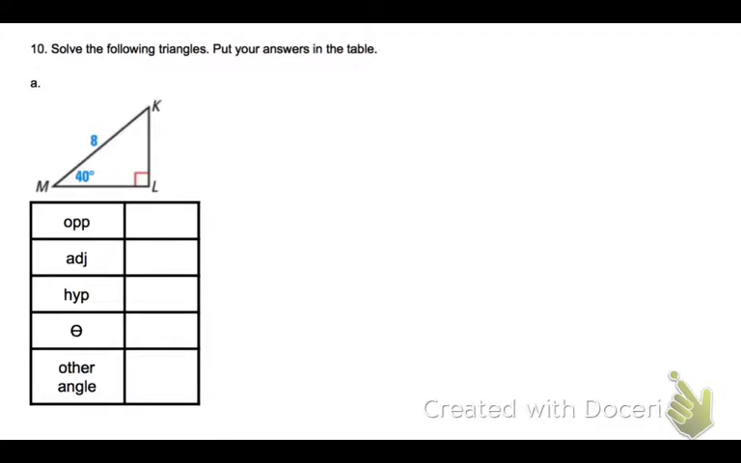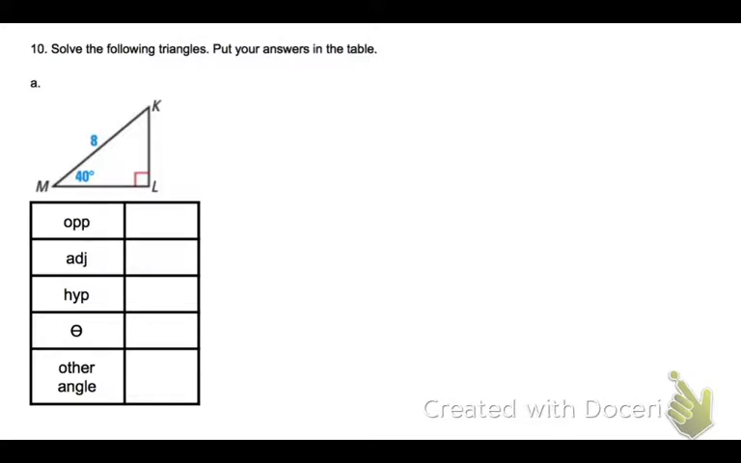Okay, solve the following triangles. So this is the stuff that you guys have been working on over the past couple days. And so I put a table here for you to use. And I think I want to change colors. We'll go to green. I haven't done green on this one. Okay.